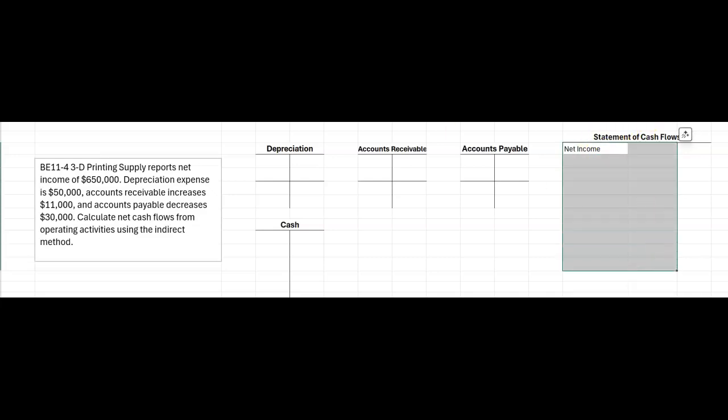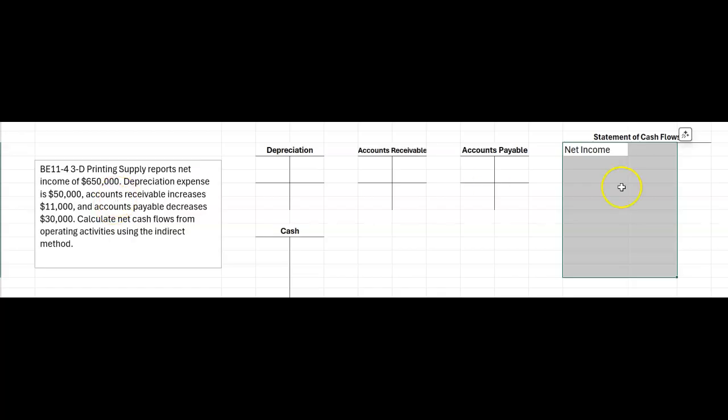Okay, so net income is $650,000. And one of the first things that you want to add here is items not affecting cash. We're going to add or subtract those items. The first one is always going to be depreciation, because we deducted it in arriving at net income. We would want to add it back to net income because we're trying to get to a cash basis net income, and depreciation was deducted.